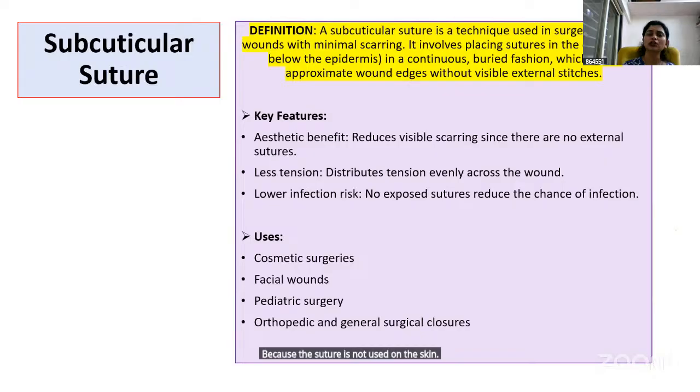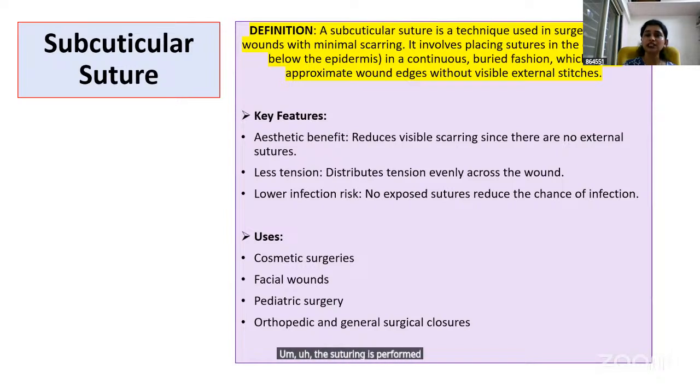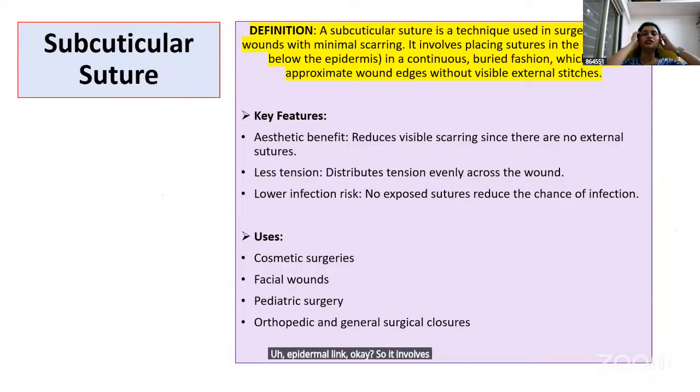The wound edges are just getting approximated because the suturing is performed in the subcutaneous tissue, and the wound edges get approximated, right? So the healing is good. There won't be any scarring because the suture is not passed through the epidermal layer. So it involves placing the suture in the dermis in a continuous buried fashion.